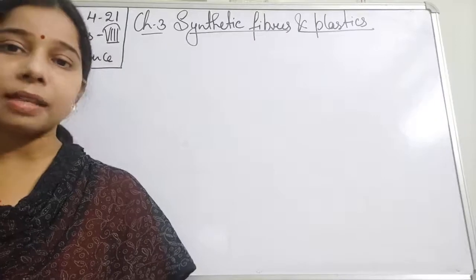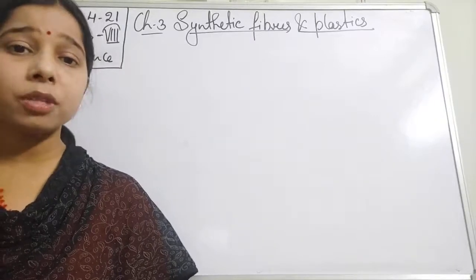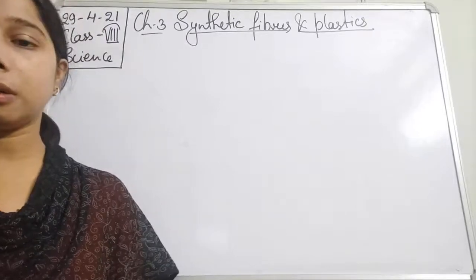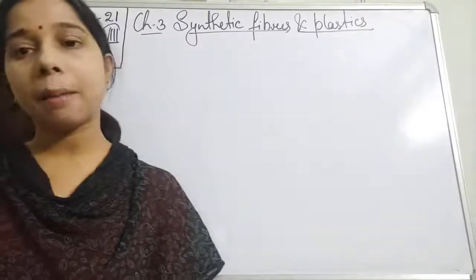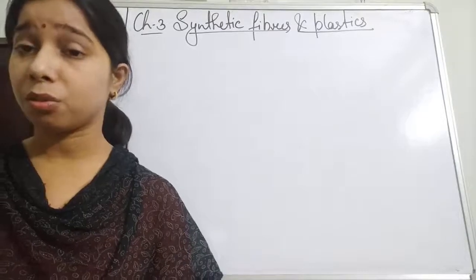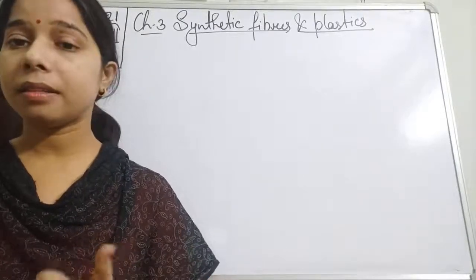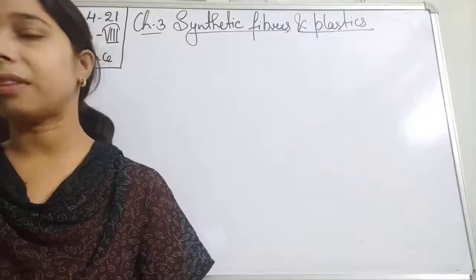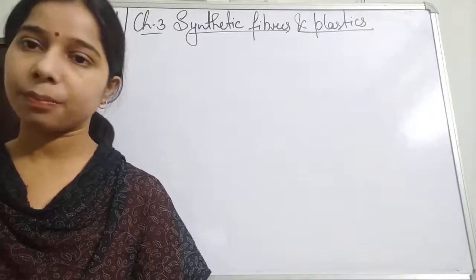What are the different examples of a thermosetting plastic, students? Melamine is there, bakelite is there. These are the different examples of thermosetting plastics.